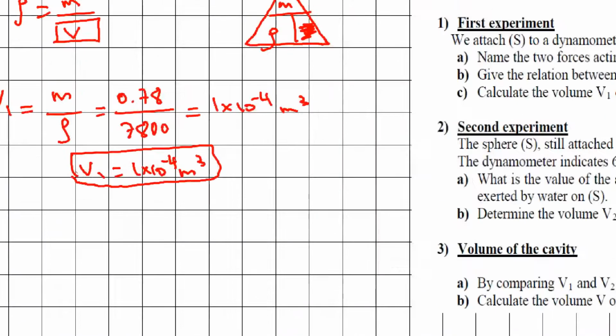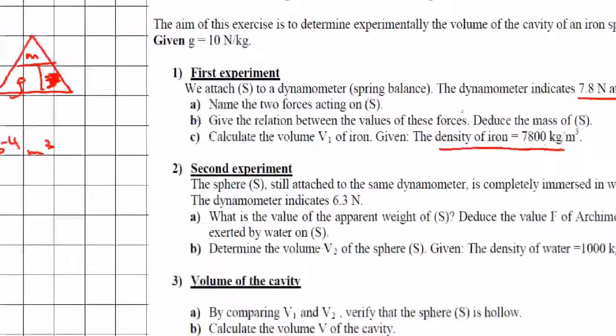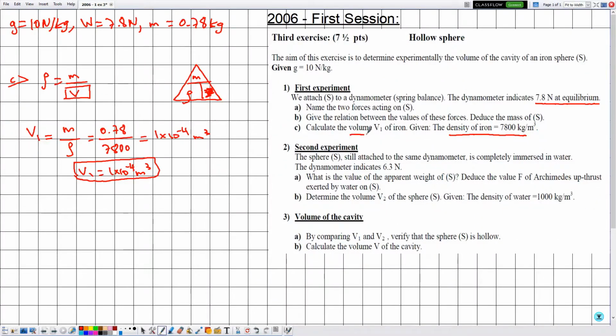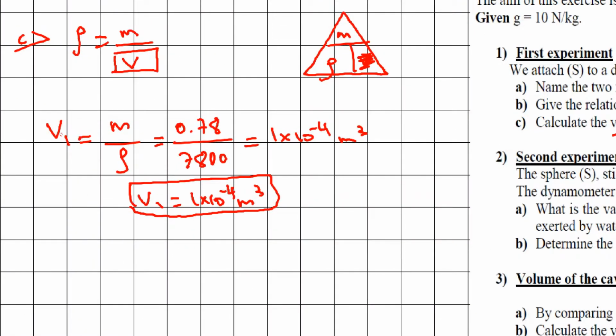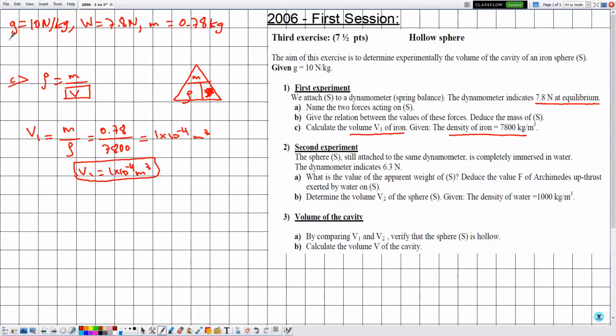And what does V1 represent? V1 represents the volume of iron. So we have determined V1 using this formula where m represents the mass of iron and rho represents the density of iron. Because V1 is the ratio between m and rho corresponding to that of iron, V1 represents the real volume of iron. Then let me write here that V1 is equal to 1 times 10 to the power minus 4 meter cube, corresponding to the volume of iron in the sphere S.